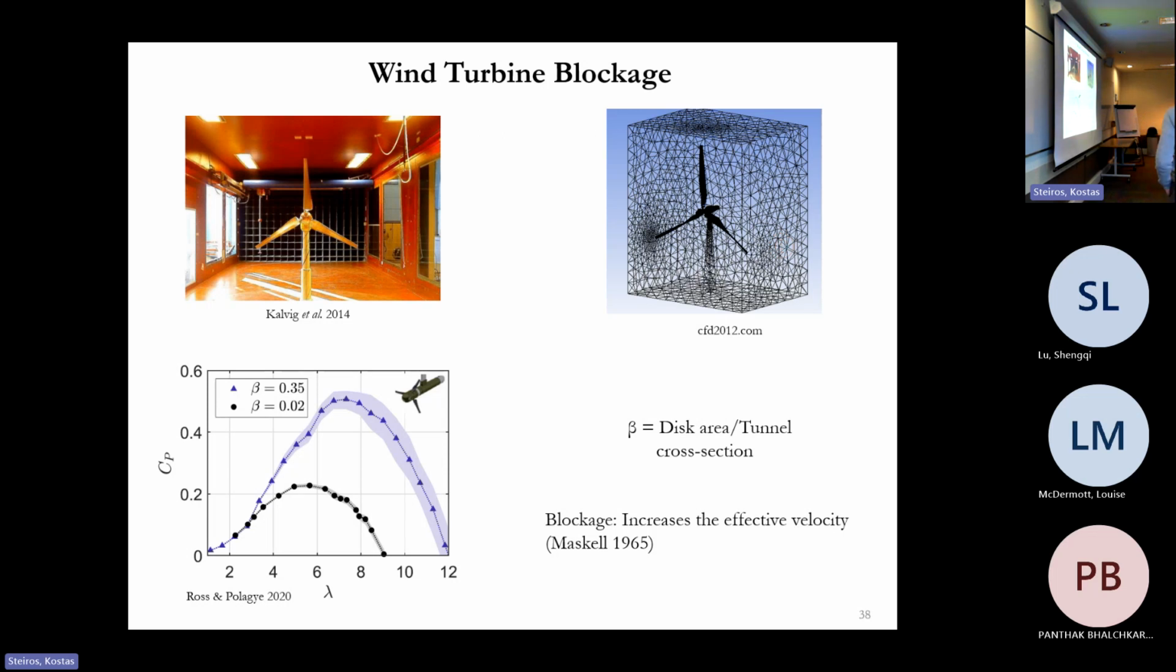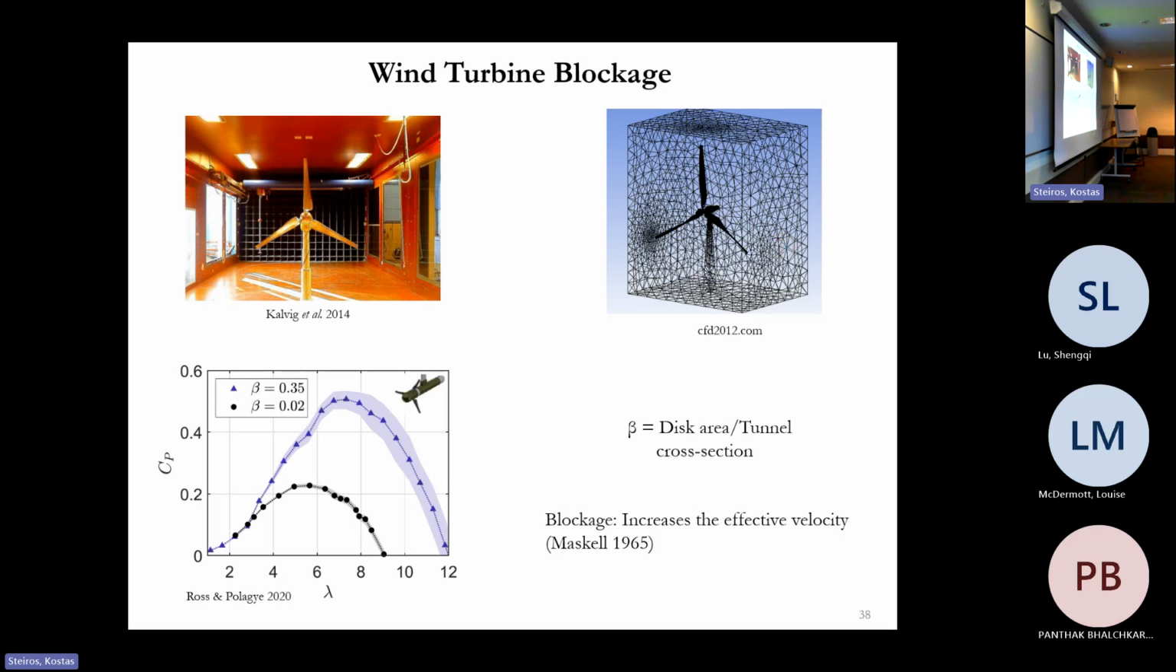So for instance, this is a recent study from Ross and Polaggi in 2020, where they experimentally tested an axial flow turbine in 2 water channels, one very small and one very large, right? So the very small channel had a blockage ratio of 35%. So this is the disk area of the turbine divided by the cross-section of the wind channel in that case. And the very large water channel has a blockage of just 2%, so almost unconfined. And what they saw is that the very blocked case produced very high power outputs, right? Of course, because we have a local acceleration of the flow.